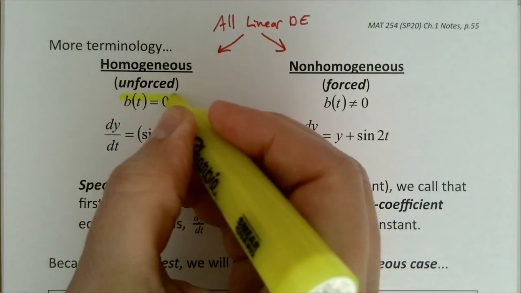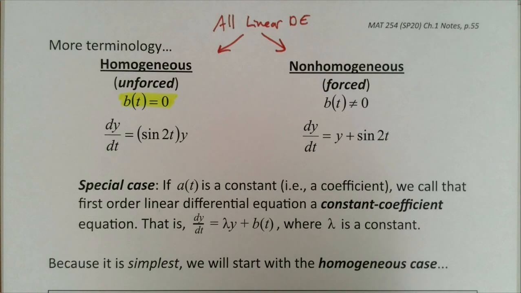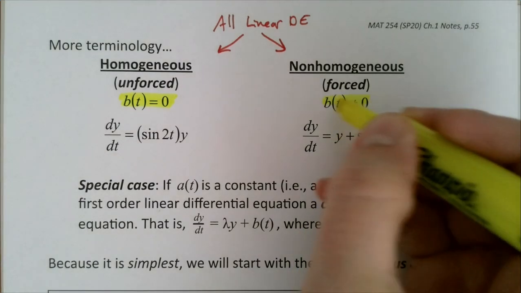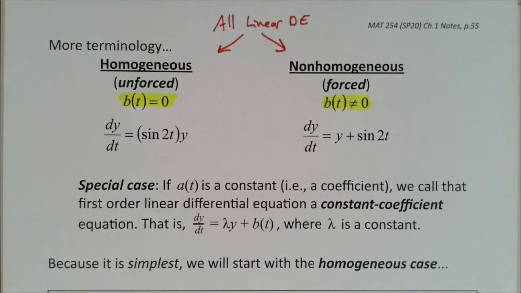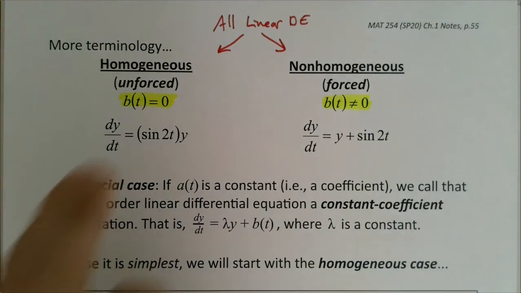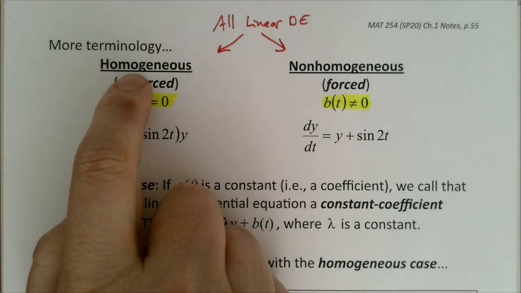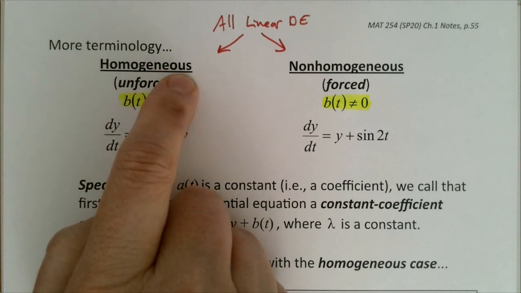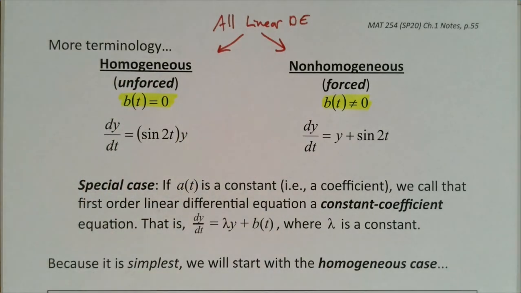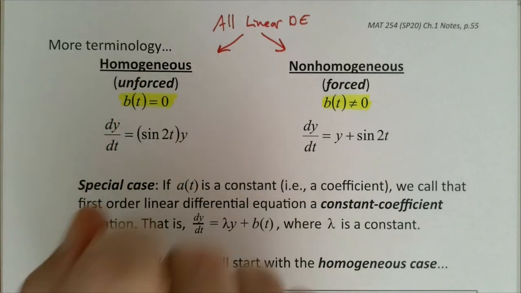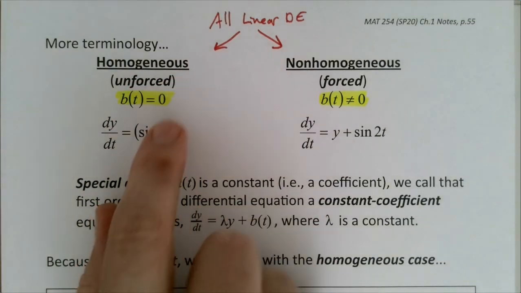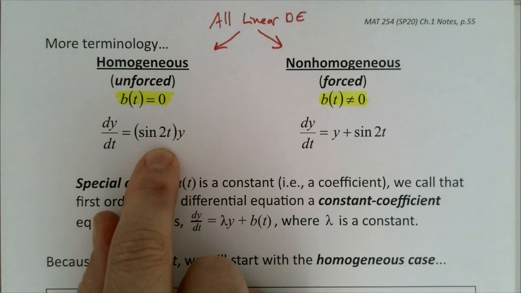Let me flip this around, make sure I got it right. The b of t is equal to 0, and for the non-homogeneous, the b of t is not equal to 0. Now, it's a small thing, but the word is homogeneous, not homogenous. The word homogenous technically is no longer used in any context anymore. So you might think of homogenized milk and things like that, but it's actually not spelled that way. It's homogeneous.